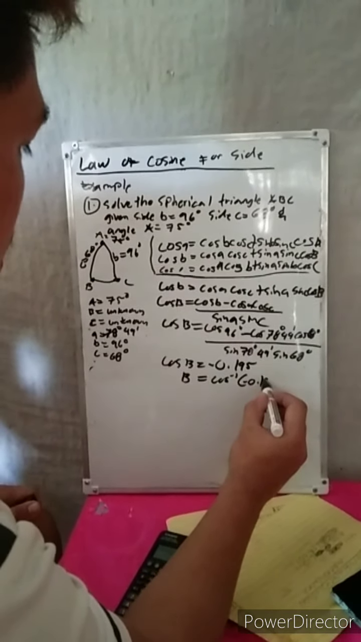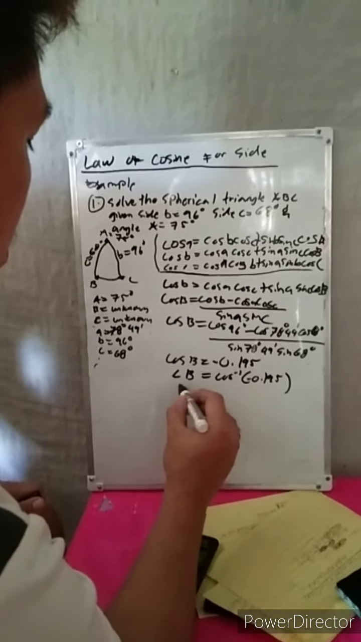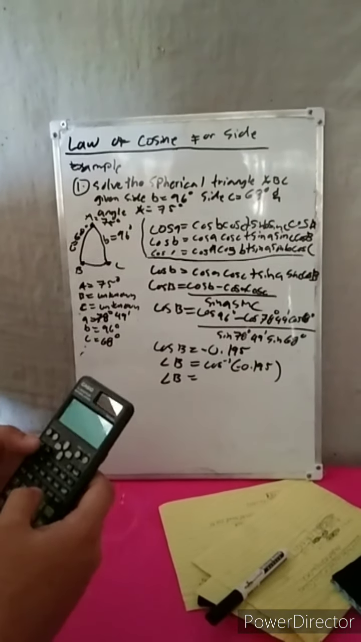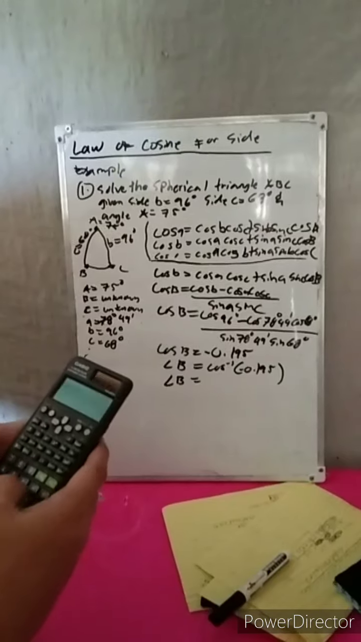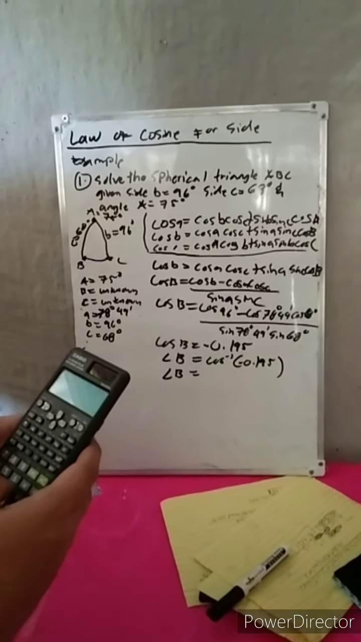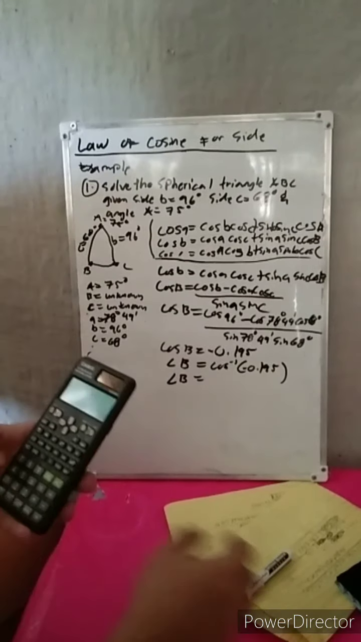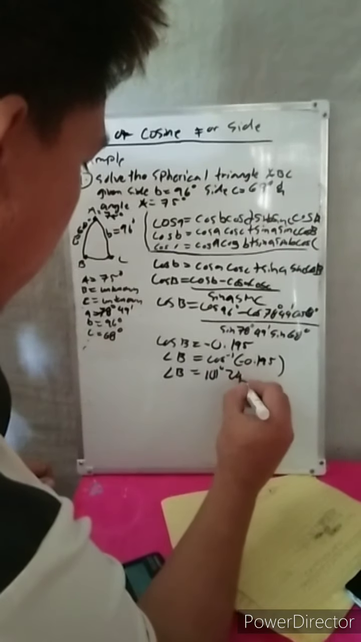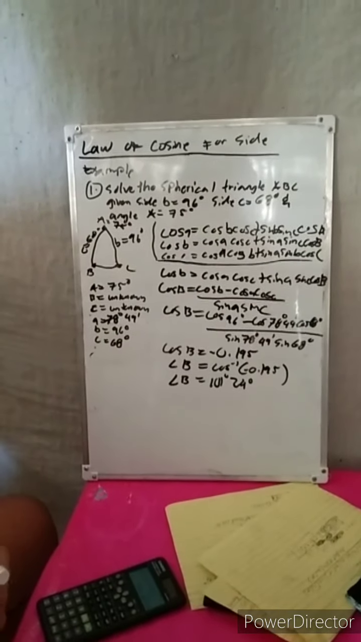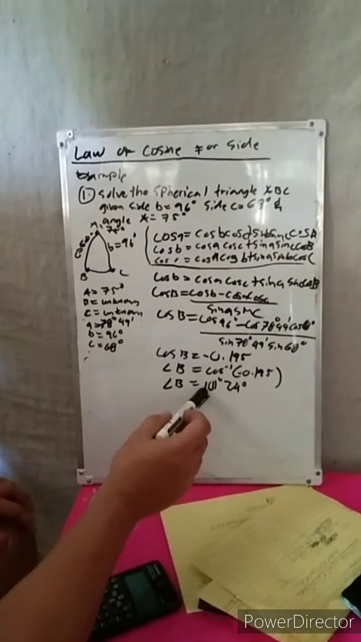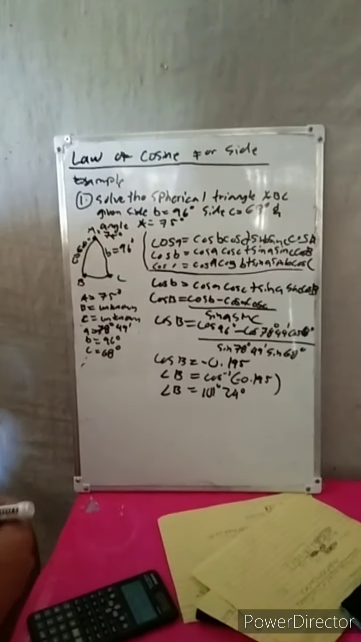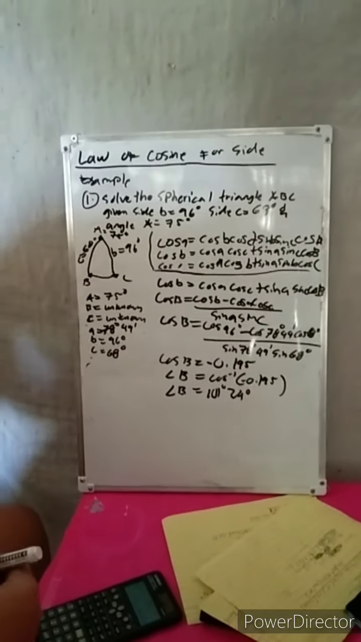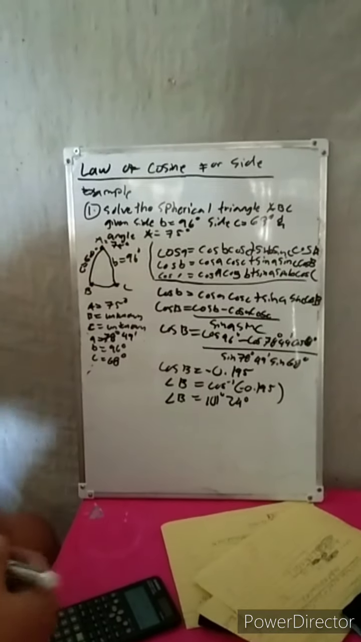Angle B equals shift cosine negative 0.195 equals 101 degrees and 24 minutes. So for our angle B, we have 101 degrees and 29 minutes. It means angle B is greater than angle A. So that is an example of law of cosine for side.